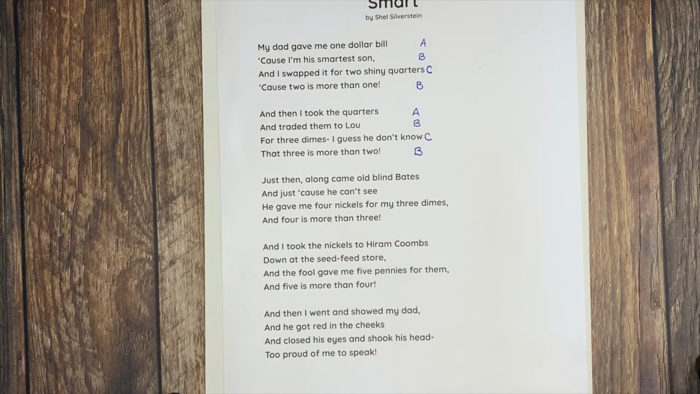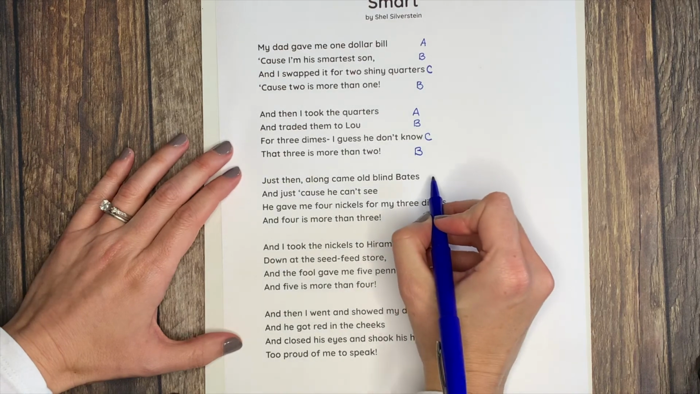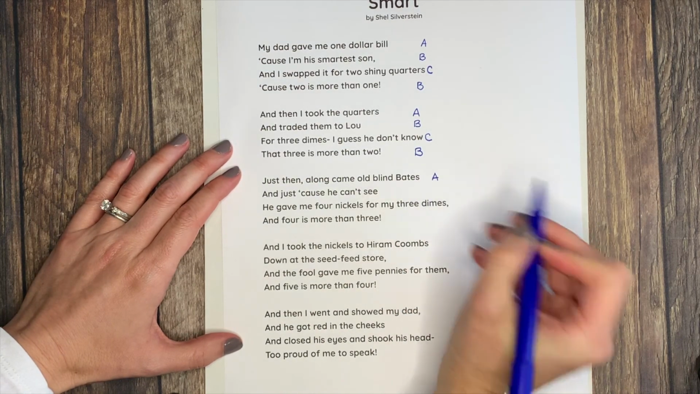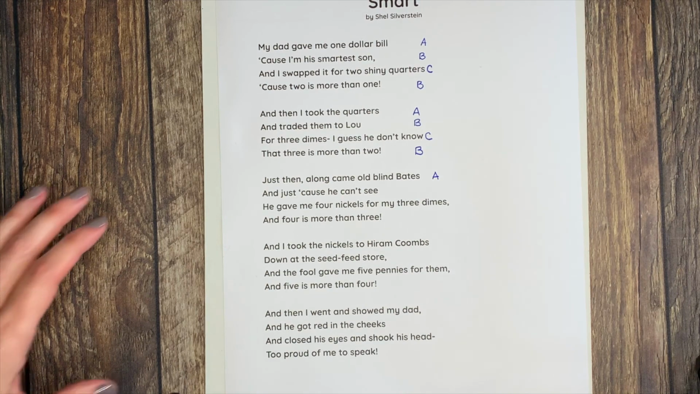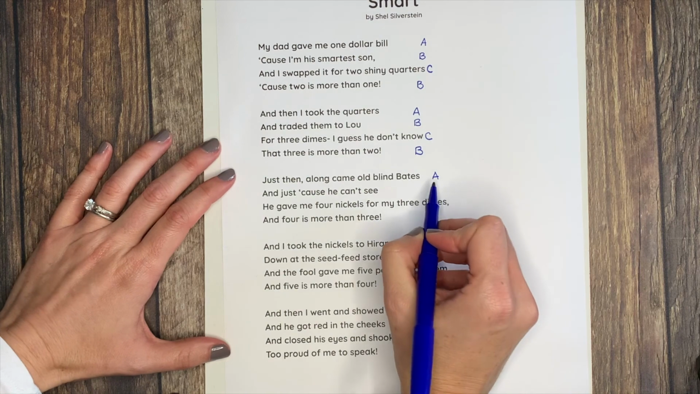Just then along came old blind Bates, and just 'cause he can't see, he gave me four nickels for my three dimes, and four is more than three.